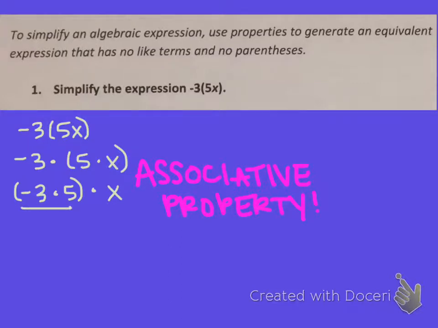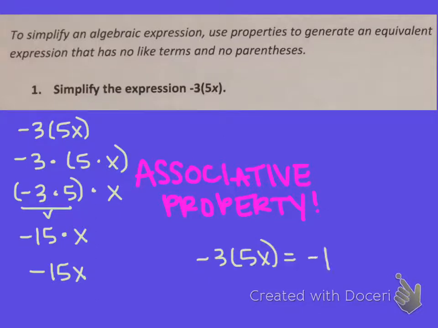Now I can combine my like terms. Negative 3 times 5. Well, I know that the product of a negative times a positive is negative, and 3 times 5 is 15. So negative 3 times 5 is negative 15. And then I bring down the times x. I can rewrite negative 15 times x as negative 15x. So the expression negative 3 times 5x is equivalent to negative 15x.